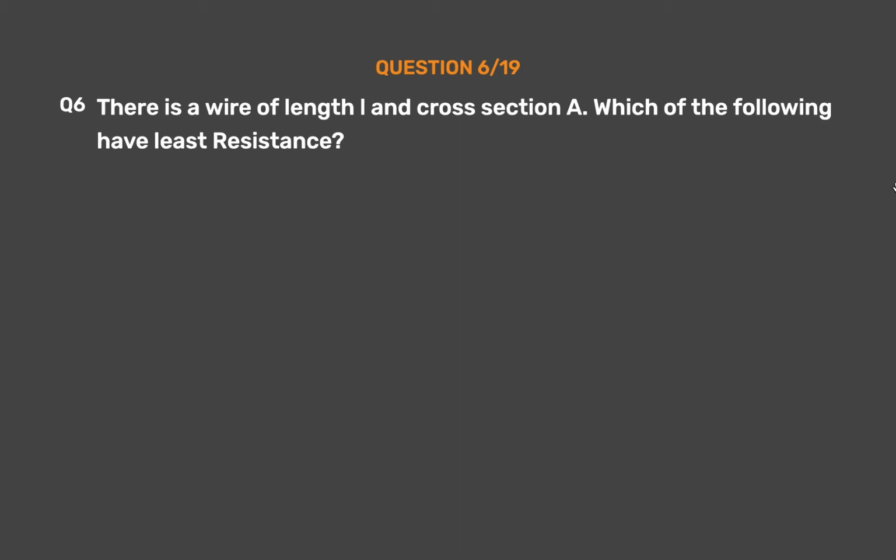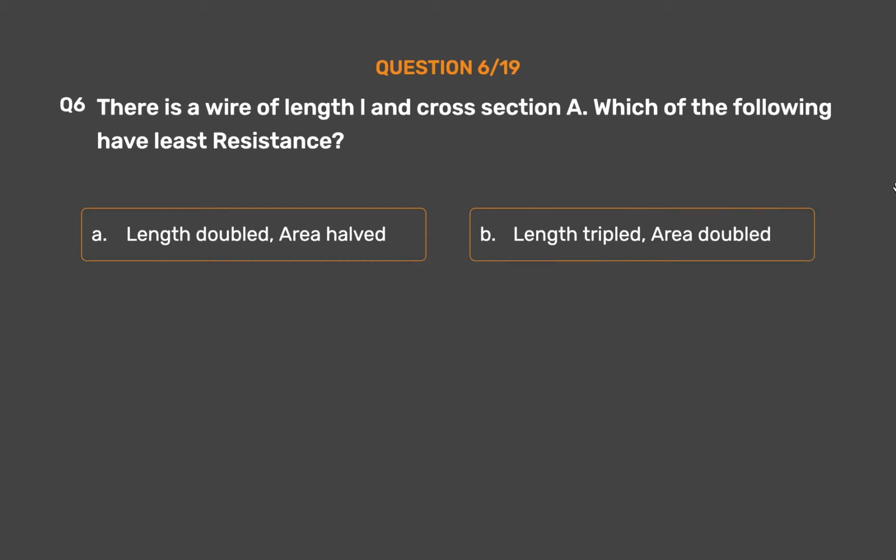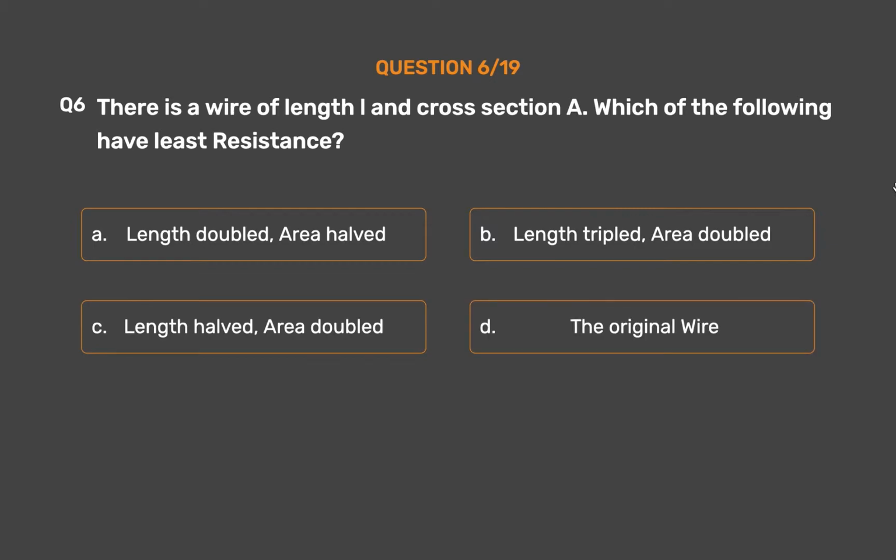Question number 6. There is a wire of length L and cross-section A. Which of the following has least resistance? Option A. Length doubled, area halved. Option B. Length tripled, area doubled. Option C. Length halved, area doubled. Option D. The original wire.